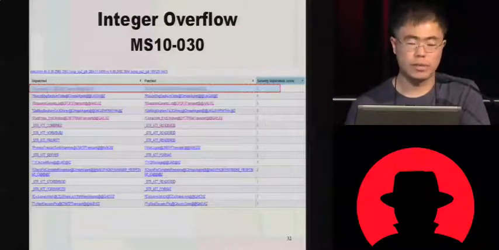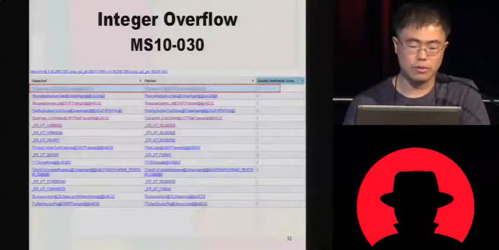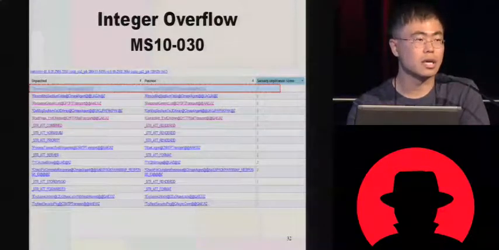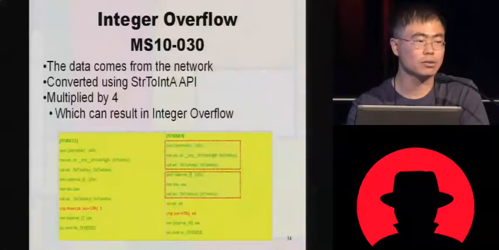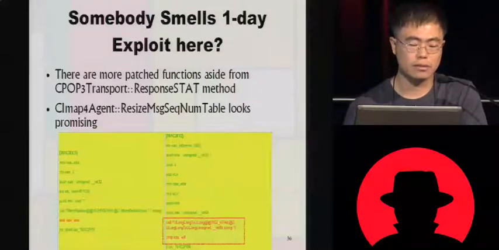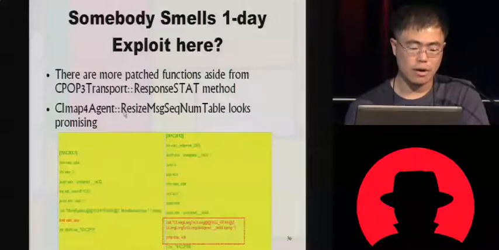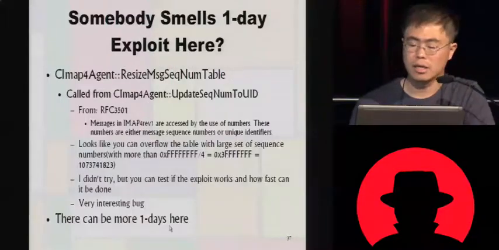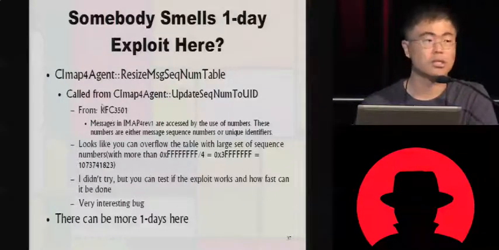And it looks like somebody smells some kind of exploit here. If you go back to the list of functions, you can see aside from that first one, there are a lot of other functions that have been modified. It looks like they patched something without telling vendors, security vendors or something like that. So here's the one that I found. CIMAP for agent has a method called resize message sequence number table, and it has the same pattern. It's calling the same ulong to ulong API.